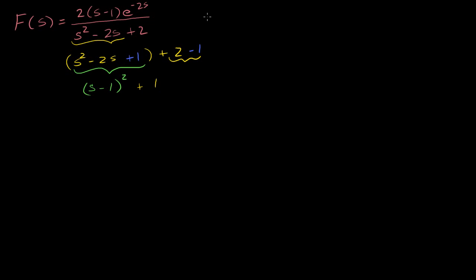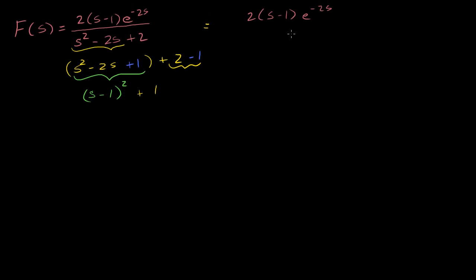So I can rewrite my entire expression now as 2 times s minus 1 times e to the minus 2s. Make sure I'm not clipping off at the top. E to the minus 2s, all of that over s minus 1 squared plus 1. So a couple of interesting things are starting to happen here.